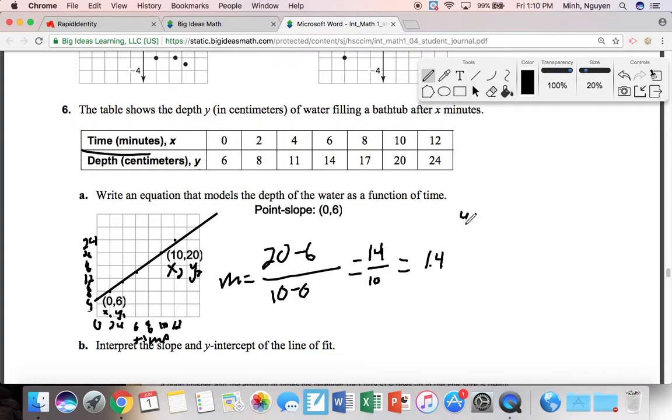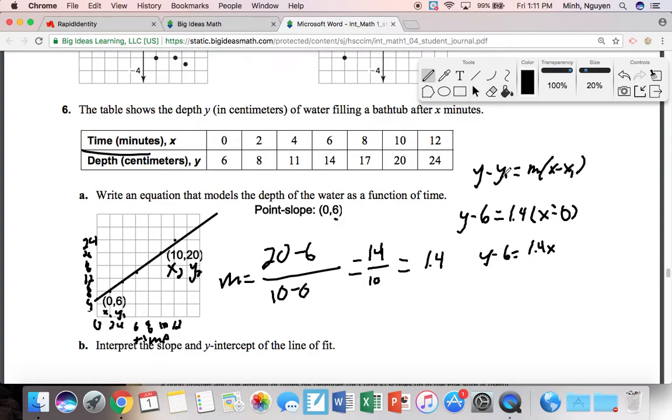So point slope form again: y minus y1 equals slope times x minus x1. So I have y minus, what's my y1? 6 equals 1.4. If you want to write 14 over 10, that's fine by me, or even 7 over 5. x minus 0 is just x. Well, I'll write the 0 and then I'll show you guys. y minus 6 equals 1.4x.